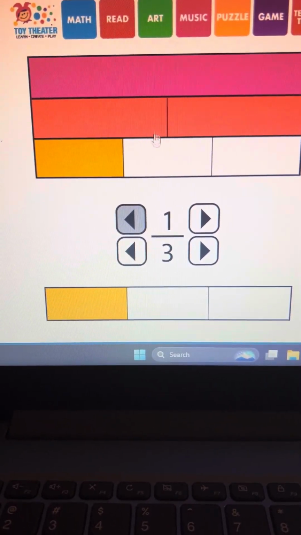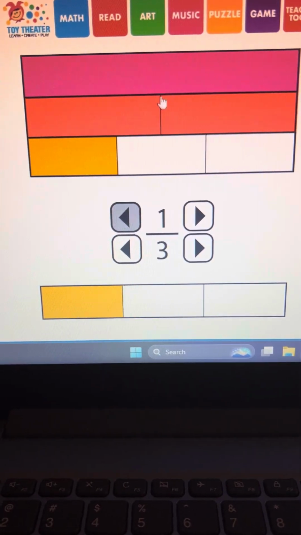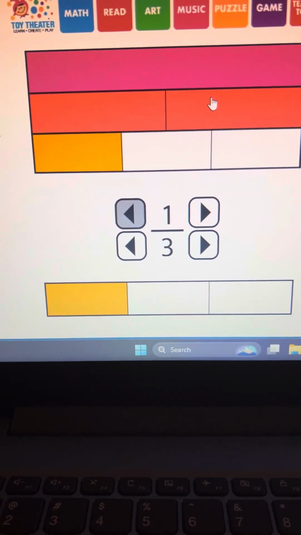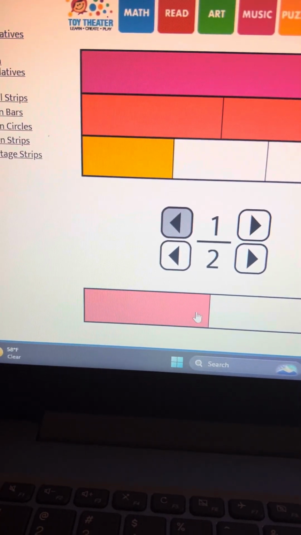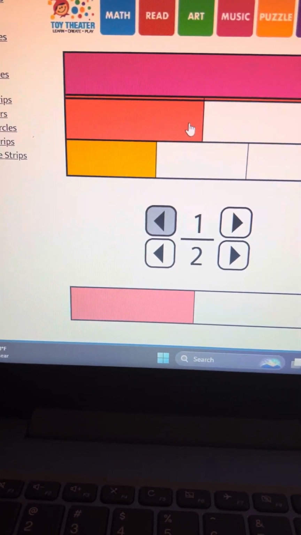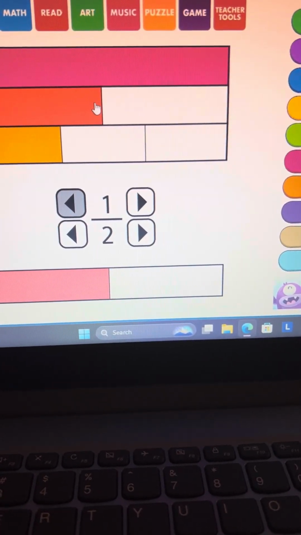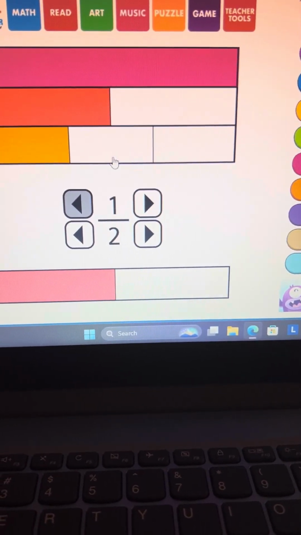So we don't have even half. See how that line goes down the half? We don't even have that. We have less than that. So if we had 1/2 here, do we have half of a rod? Right here we do, but on the 1/3 we do not.